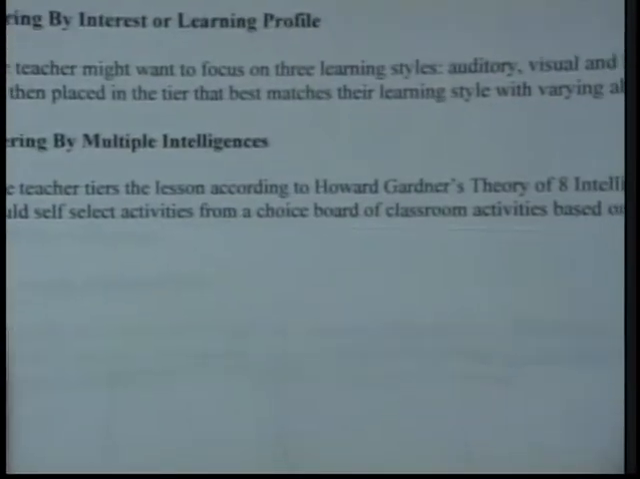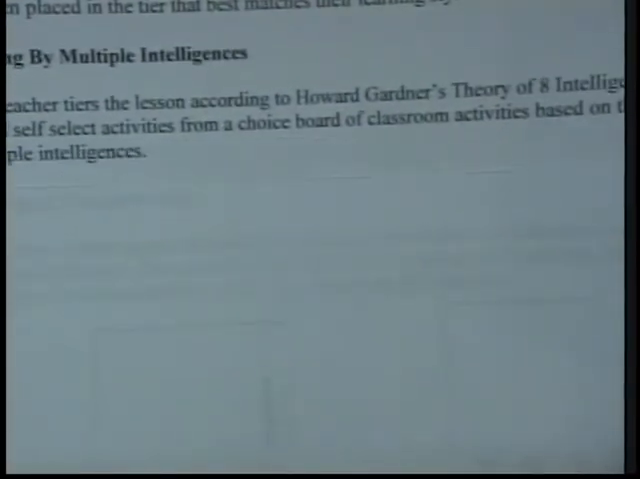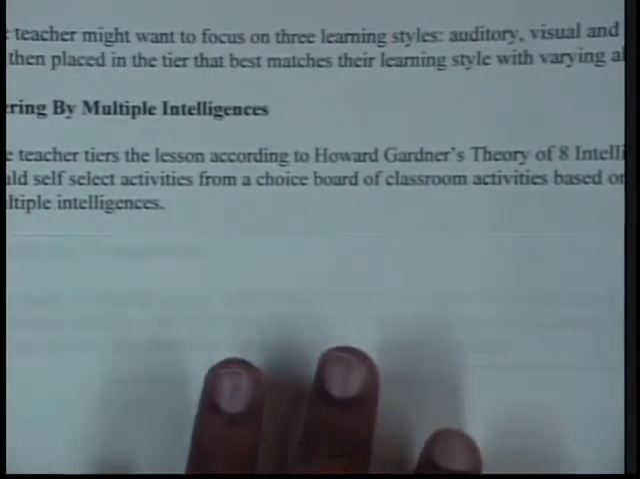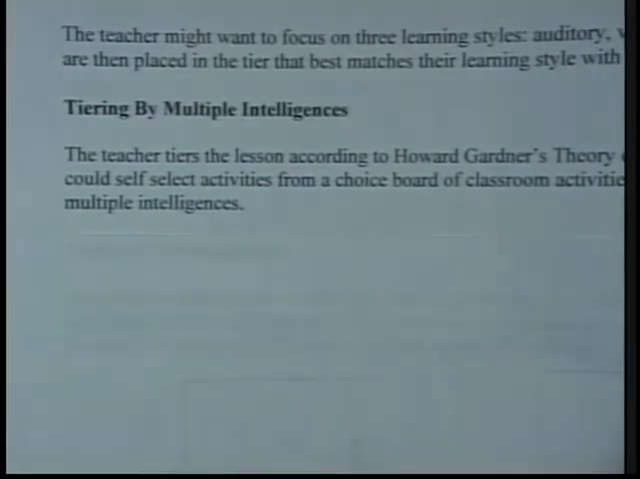The next type of tiering that I would recommend doing is one that I really love: tiering by multiple intelligences. I'll put that right there. When you think of multiple intelligences, you probably already are thinking about Howard Gardner and his 8 multiple intelligences. Here's how you should do this.